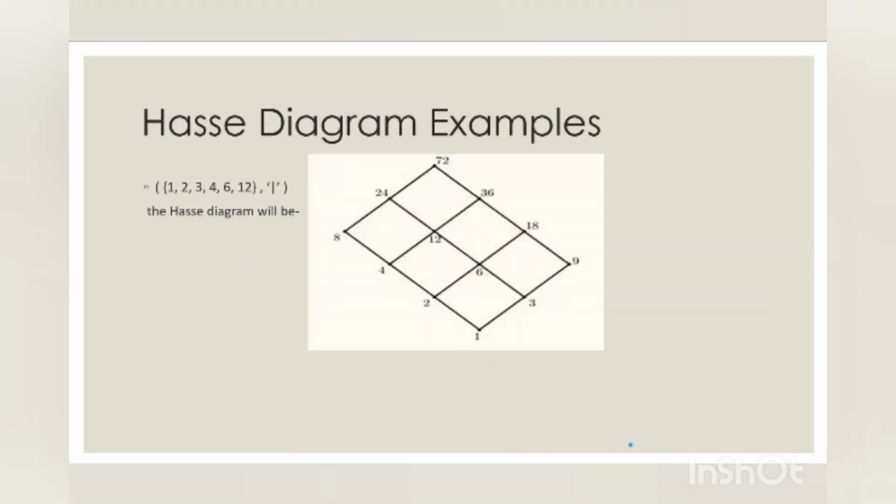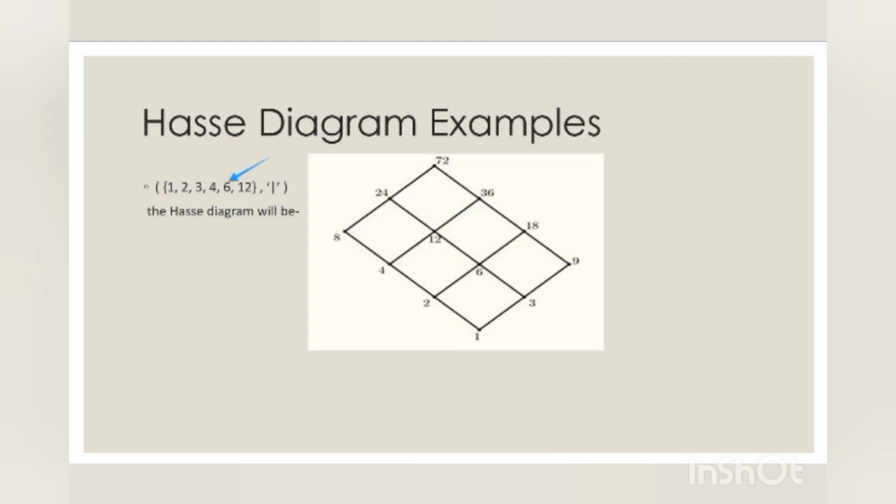Let's go to another slide. So these are some Hasse diagram examples. Let's take this set. This is the set of positive divisors of 12: 1, 2, 3, 4, 6, and 12, and the relation here is divisibility. You can easily check that this is a poset by verifying all three conditions, which are anti-symmetry, transitivity, and reflexivity. And now we make the Hasse diagram of this.